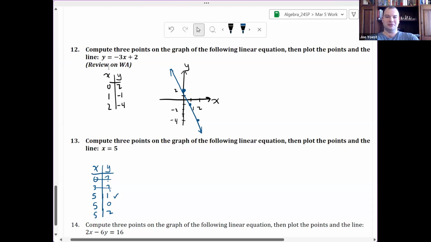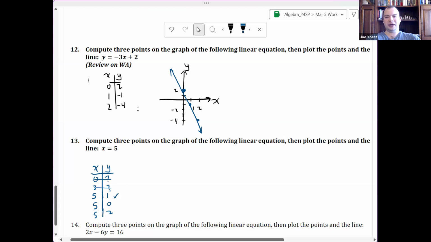So problem 12, we see the y-intercept is a pretty nice number, 0, 2. If we try to find the x-intercept, it seems like that's going to be kind of a nasty number. It's going to be a fraction. But we can just pick a couple other choices for x, say x equals 1 or 2, get the corresponding y's, -1, -4. We plot our 3 points.